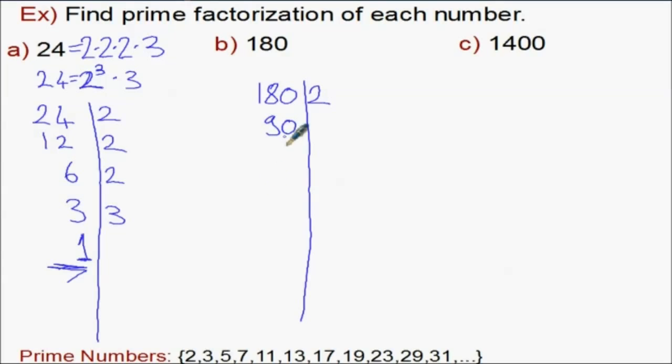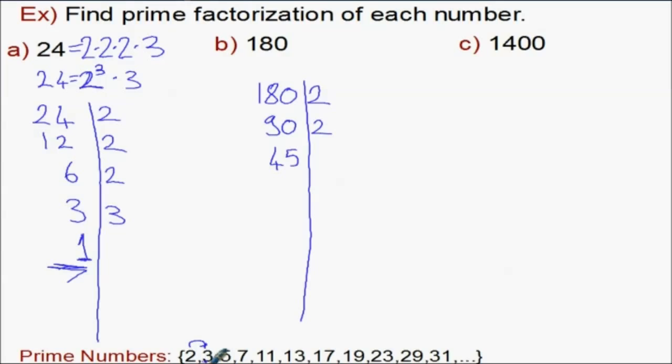So 90, is this divisible by 2? The last one is 0. So it is divisible. Yes. So continue with 2. Half of 90. What is that half of 90? 45. Now can I continue with 2? The last one is 5. No, I cannot continue with 2. So I will check the next prime number.